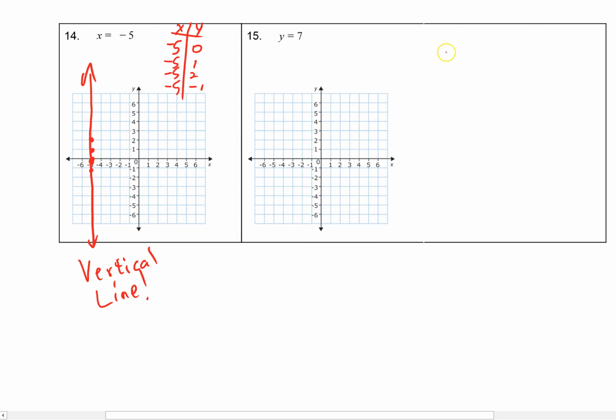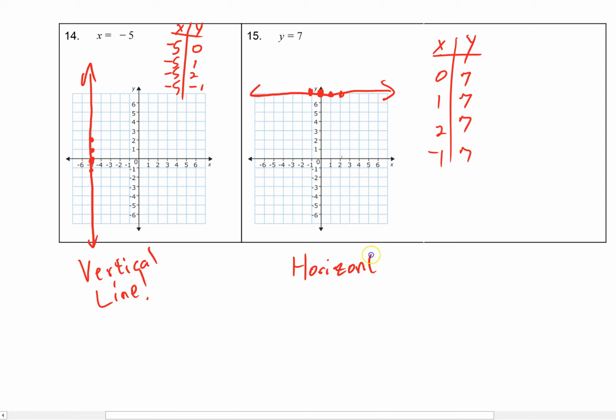With number 15, y equals 7. Well, you know what you're saying? Your y numbers are always going to be 7. X could be 0, 1, 2, maybe even negative 1. No matter what, you're going to have your y value equaling 7. So (0, 7) is right up here. (1, 7) is right over there. (2, 7) is right here. (Negative 1, 7). You get the idea. You see the line taking shape. This is a horizontal line.